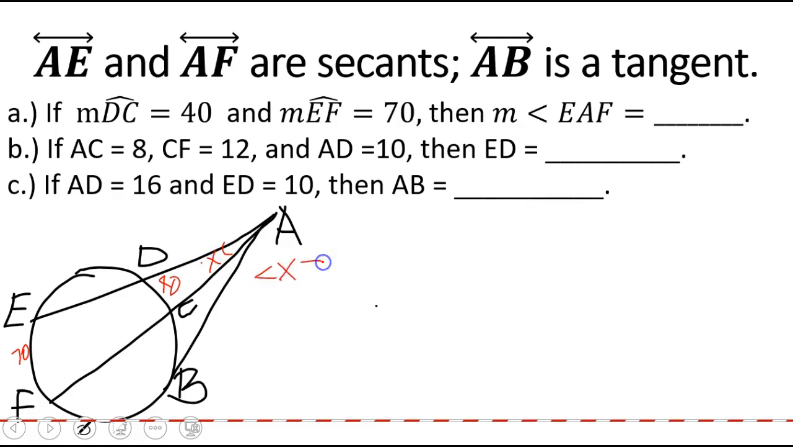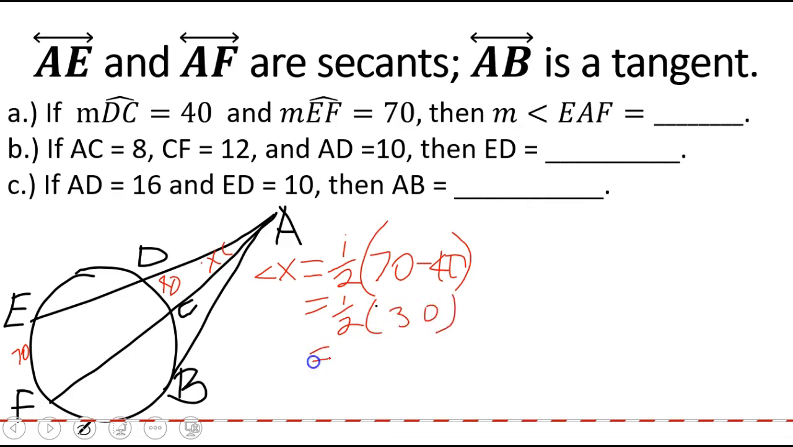So angle X is going to be what? It's outside, so it's going to be 1/2 of 70 minus 40. Again, when it's outside you subtract, when it's inside you add. So that will be equal to 1/2 of 30, and that is 15. So it's going to be 15 here. So you can use what you have to solve the other problem. So we're going to erase this and then relabel it.